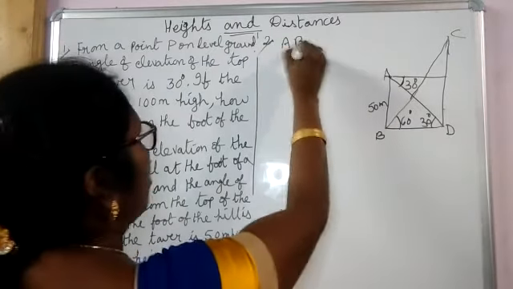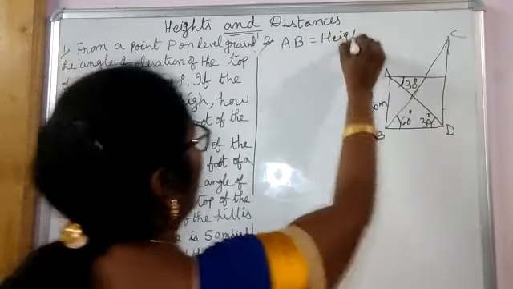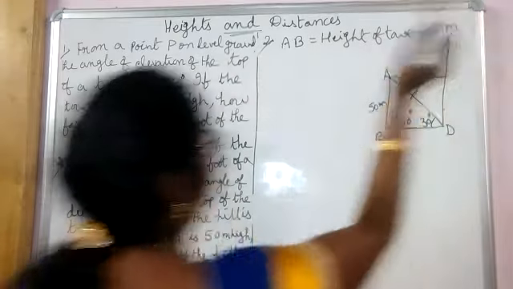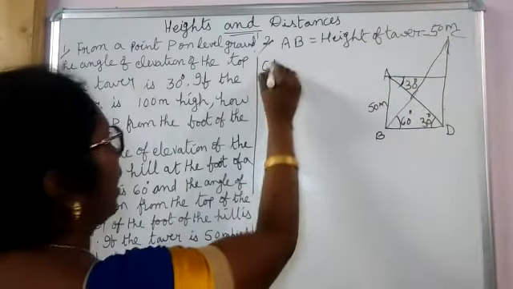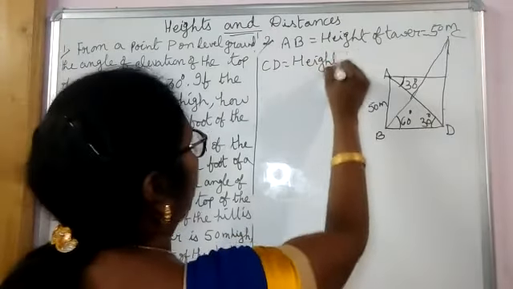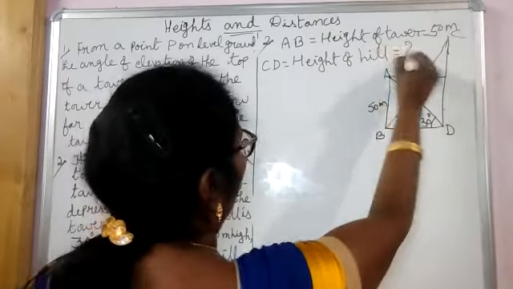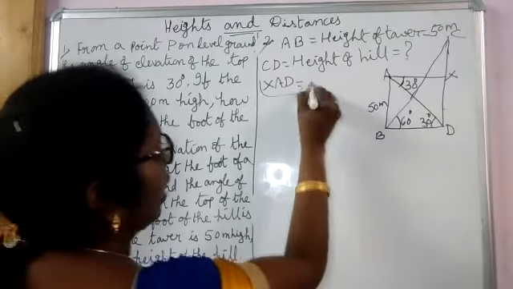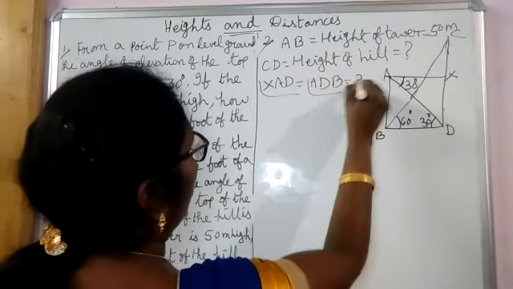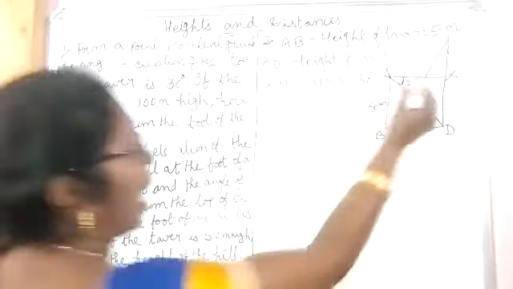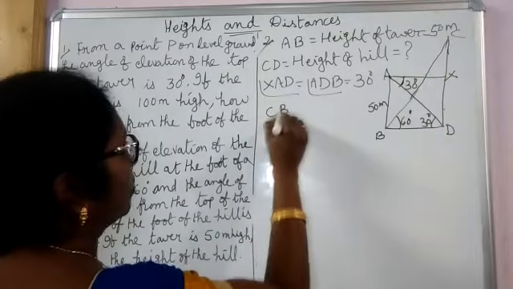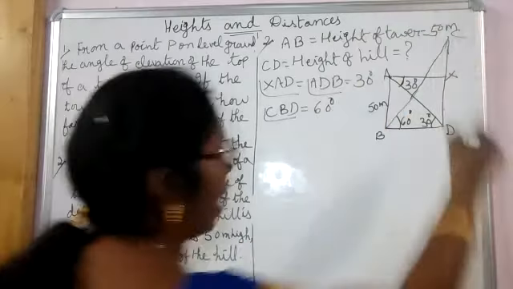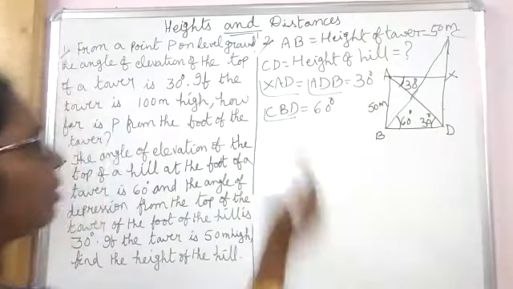So here, the height of the tower AB is given to us as 50 meters, and CD is the height of the hill. We have to find the height of the hill. Let me name it as X. Angle XAD is equal to angle ADB, which is 30 degrees. Then angle CBD is equal to 60 degrees. This is what is all given. We have to find the height of the hill. Okay, let us work it out.